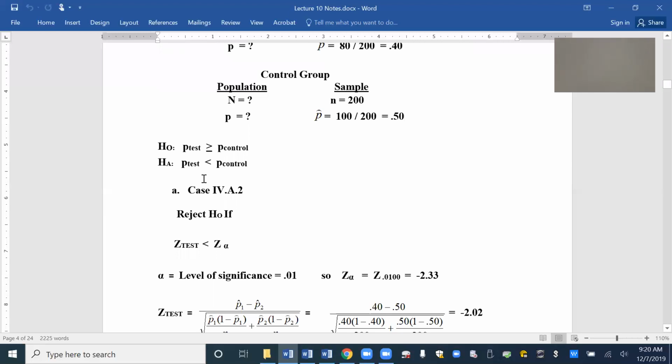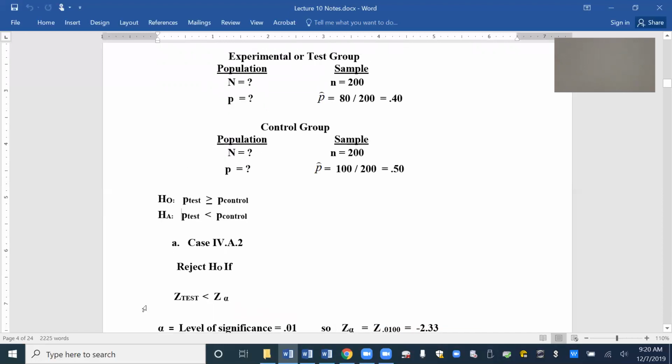What are we trying to show? We're trying to show that the proportion of the people who got the class, in what I'm calling the test group here, that's why I call it test, the one who got the stimulus, is less than the control group. This is how classic research is done in statistics, where you have a test group and a control group, or an experimental group and a control group.